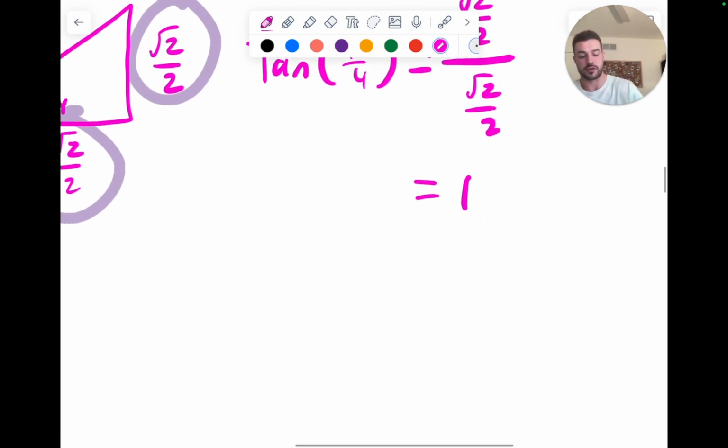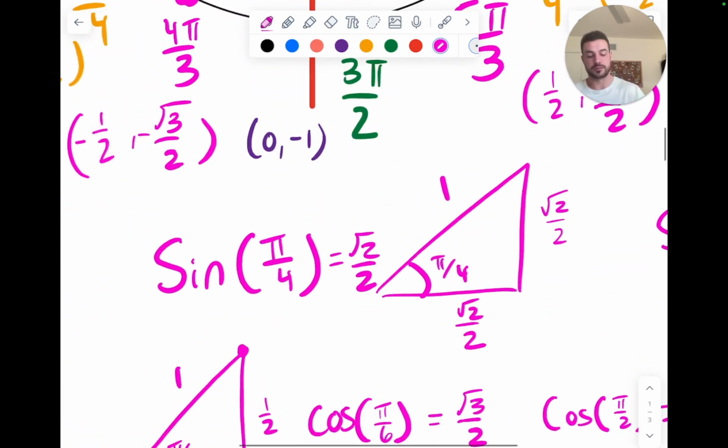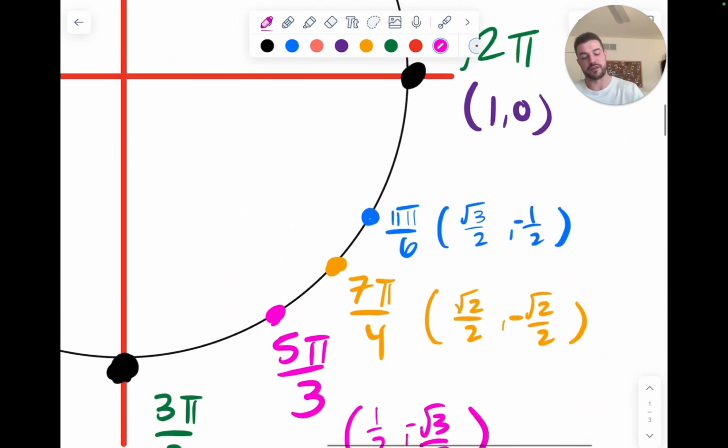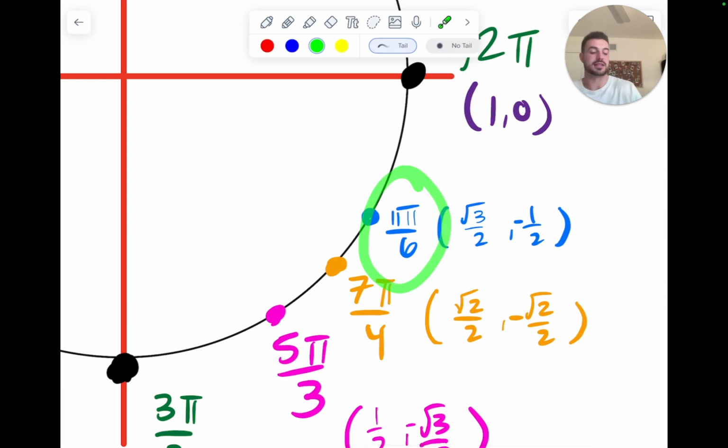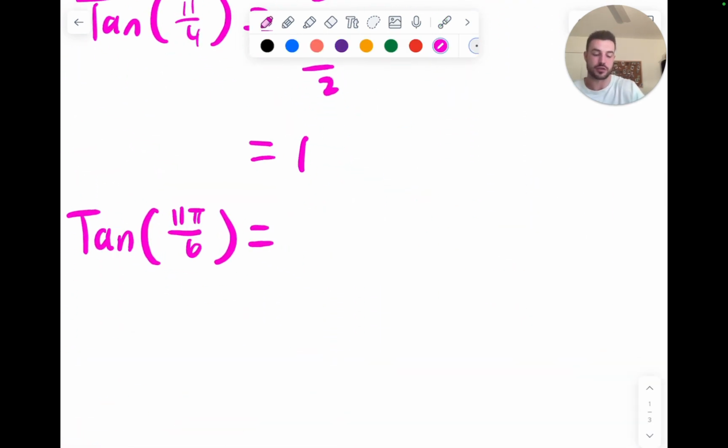So let me give you another example. If we do tangent of, let's just do 11 pi over 6. It's the first one that came to my mind. So we are going to go to our unit circle, find 11 pi over 6, and take the y value and divide by the x value. So this one's a little bit more complicated, which is why I chose to do it. We have negative 1/2 divided by root 3 over 2.